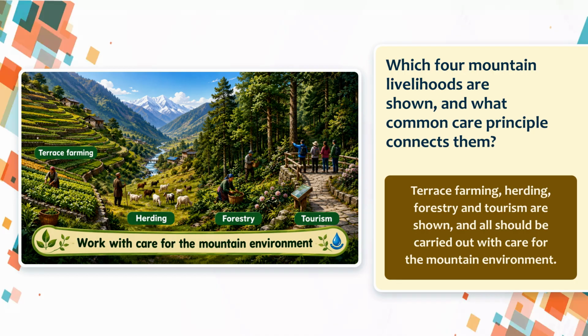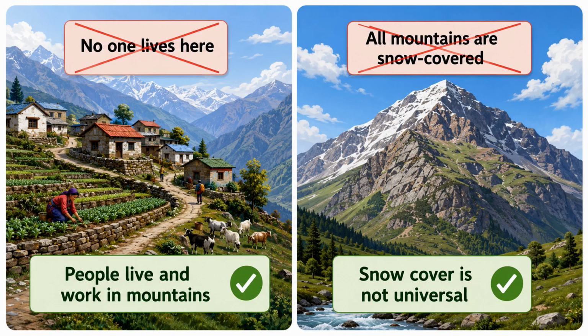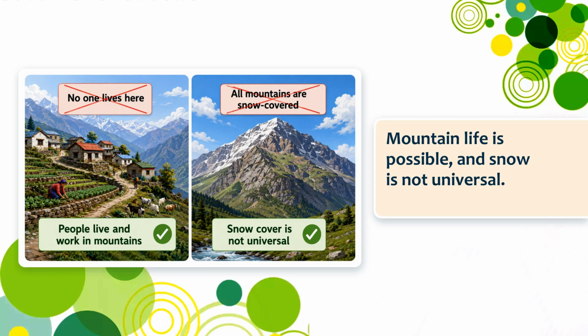Next, we will use this evidence to correct 2 common mountain misconceptions. People can live and work in mountain areas, and mountains are not all snow-covered. The 2 panels correct these misconceptions with visible settlement, livelihood, and partial snow evidence. Evidence can repair a sweeping claim.